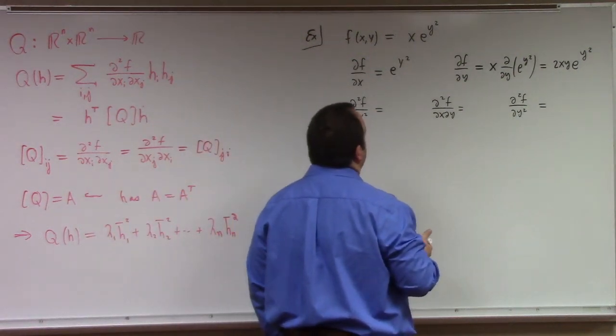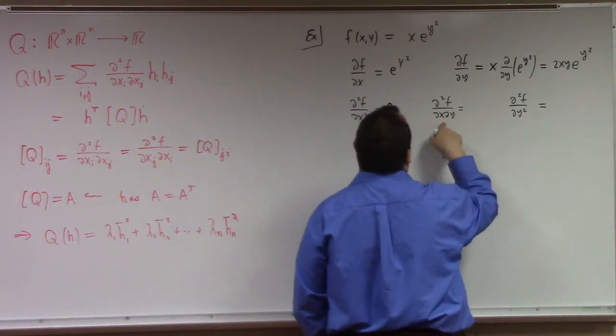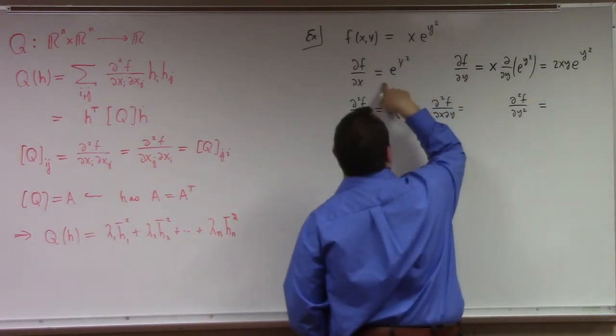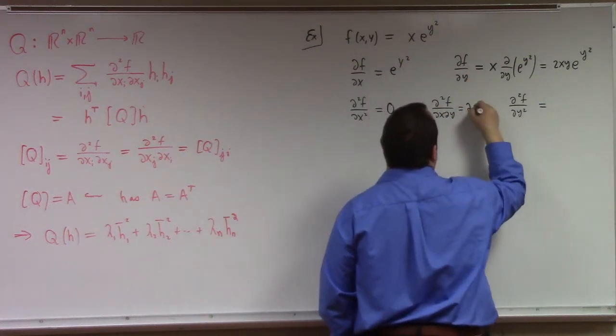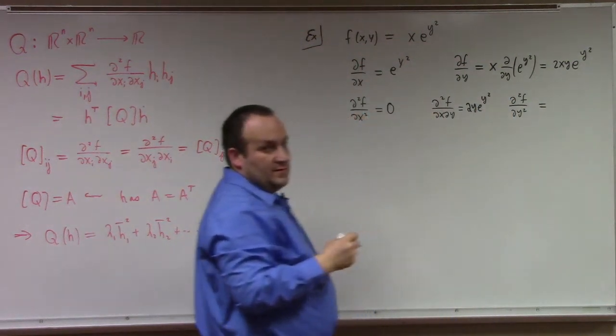First one's easy. Yeah, 0. And the second one? You can either differentiate this one with respect to x or that one with respect to y. Either way, you get 2y e to the y squared. You notice that?